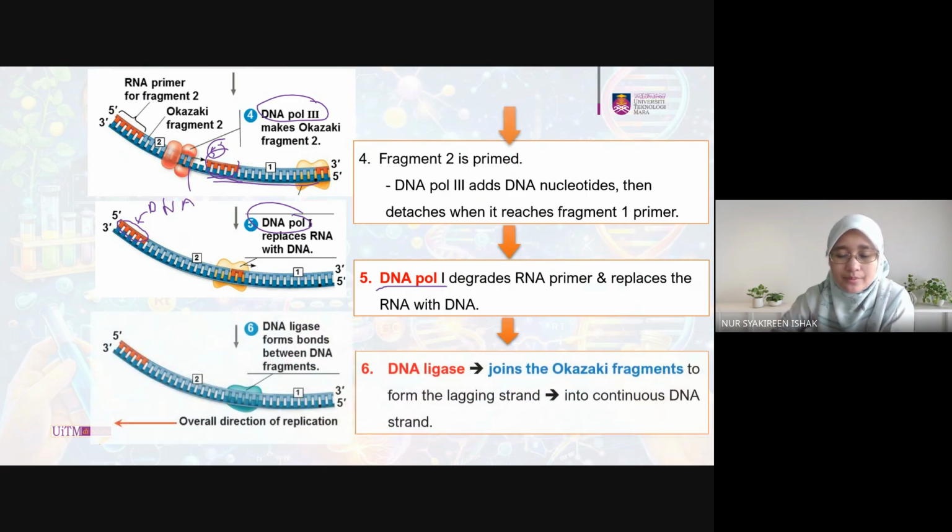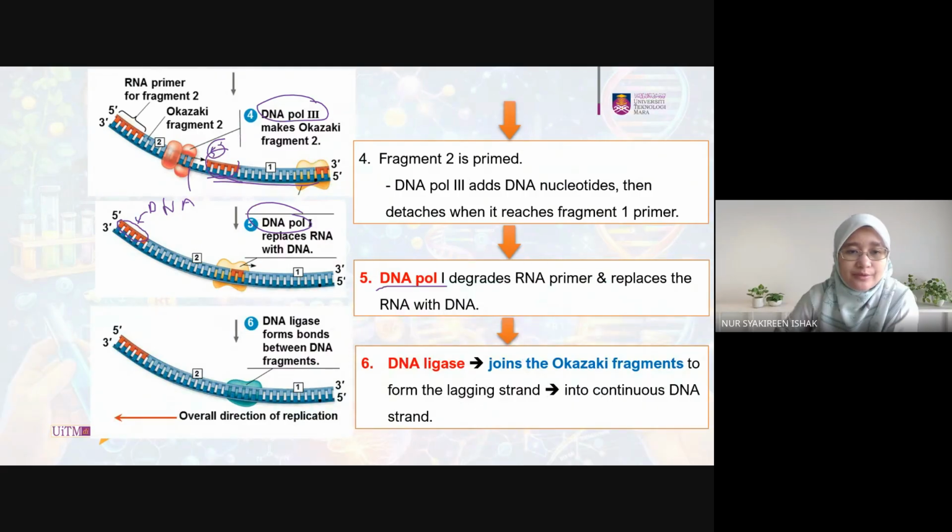So you have the first fragment, the second, the third and the fourth. All those fragments have to be joined together by DNA ligase. The joining of Okazaki fragments by DNA ligase forms the lagging strand as a continuous DNA strand.